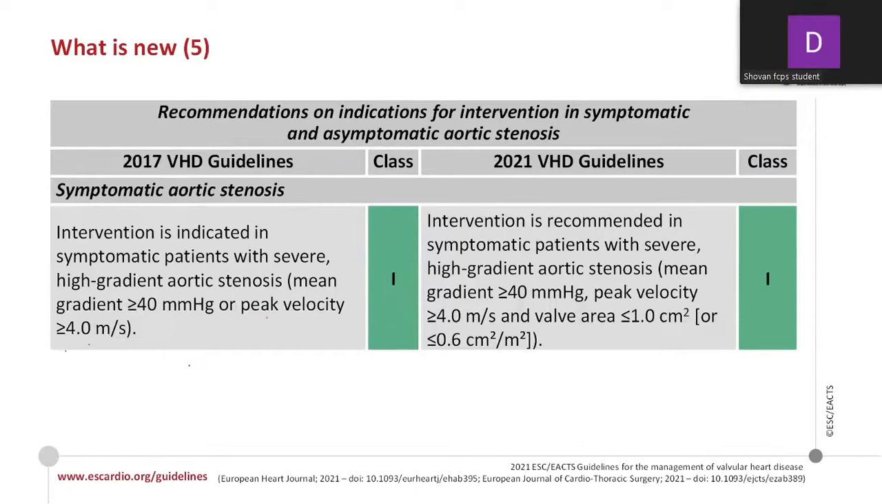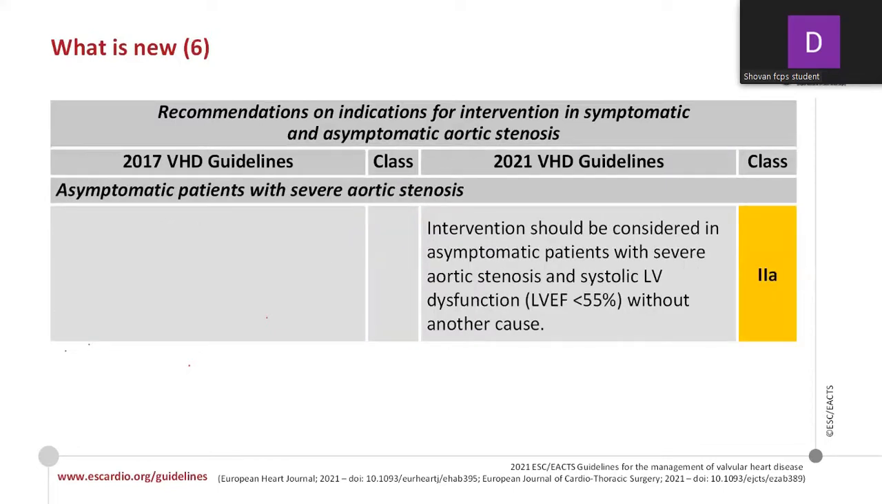In case of the recommendation on indication for aortic stenosis, previously the intervention was indicated in symptomatic patients with severe high gradient aortic stenosis where the gradient was greater than 40 and peak velocity greater than 4. But there was no mention of valve area at that time. Here, the intervention is recommended in symptomatic patients with severe high gradient aortic stenosis, mean gradient greater than 40, peak velocity greater than 4, as well as valve area less than 1 or 0.6 cm per meter square body surface area.